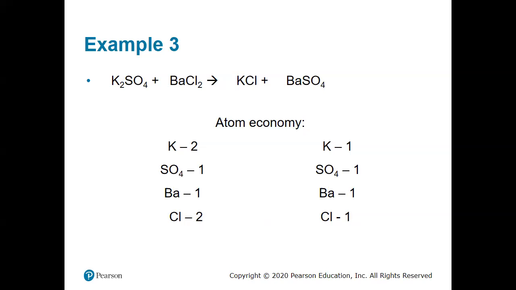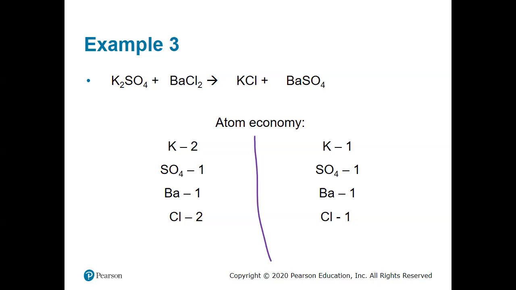All right, let's look at a third example here. We've got potassium sulfate reacting with barium chloride to make potassium chloride and barium sulfate. What kind of reaction is this? It is double replacement. Again, we're looking for things switching places. So you can see that the potassium and the barium have swapped partners here. The reason it's double replacement, you've got 2 compounds on each side. There's no element left by itself.